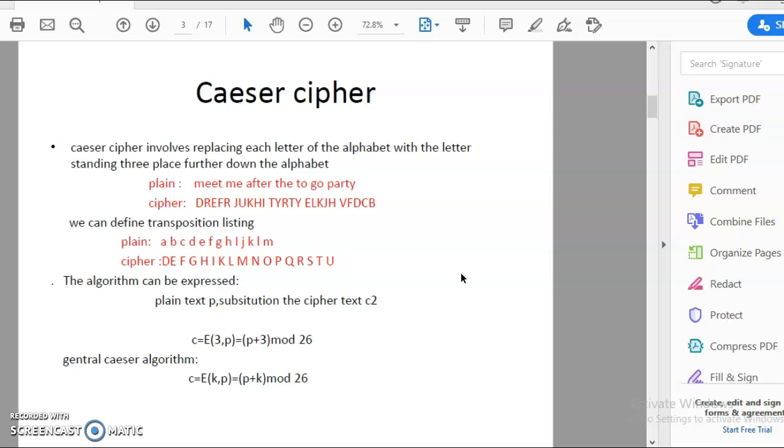Caesar cipher. In Caesar cipher, we replace each letter with another letter 3 places further down the alphabet. So here A is replaced by D, B is replaced by E, C is replaced by F.